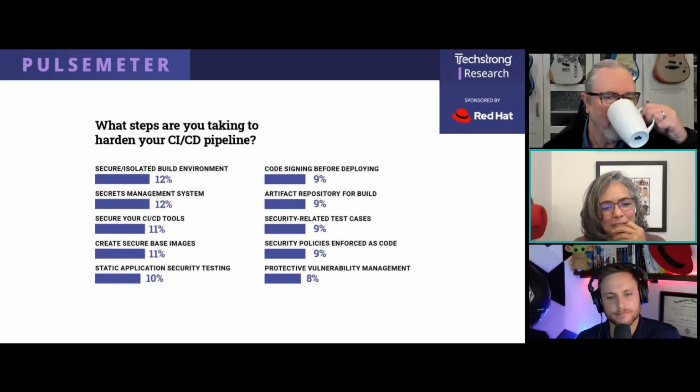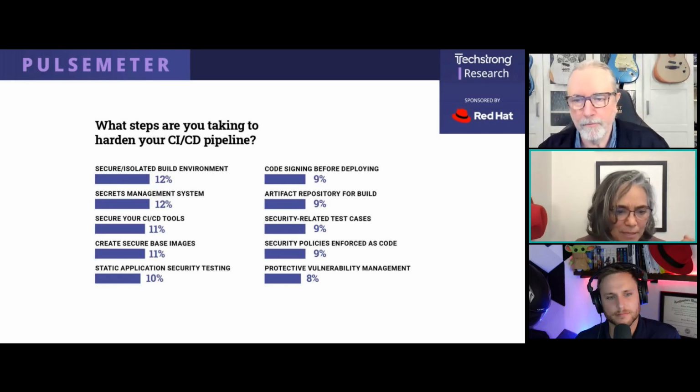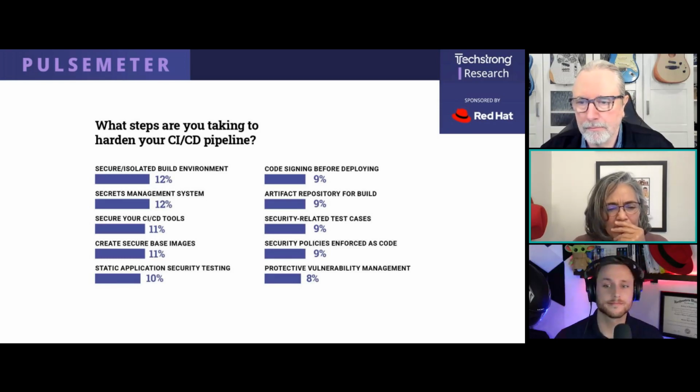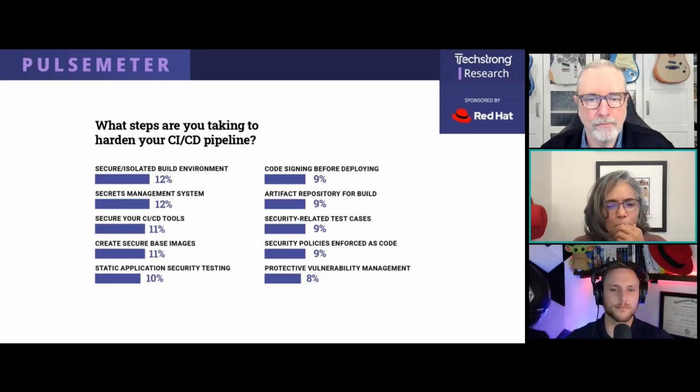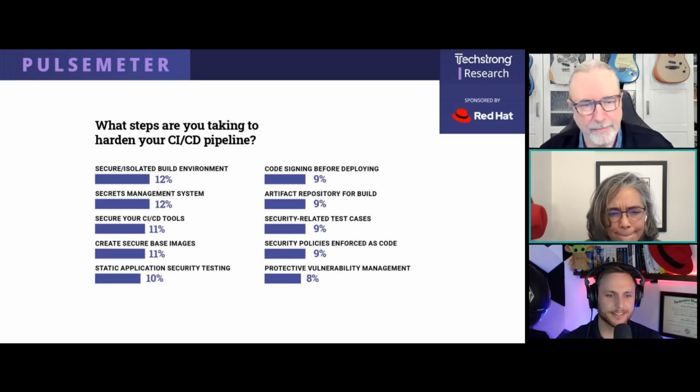Create secure base images. I assume that also included using someone else's base secure images, stuff like that. Let me think about it a little more. This is interesting. I have to see a lot of data here to interpret it. Mike, I'm sure you don't have any opinions about this.